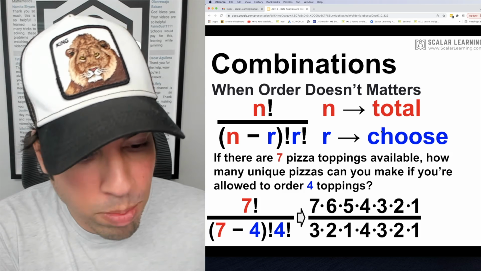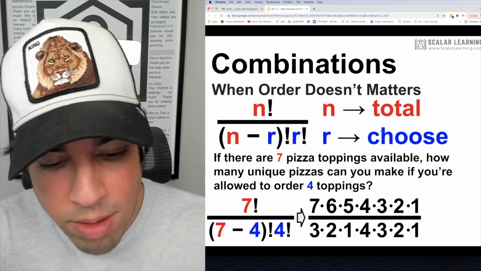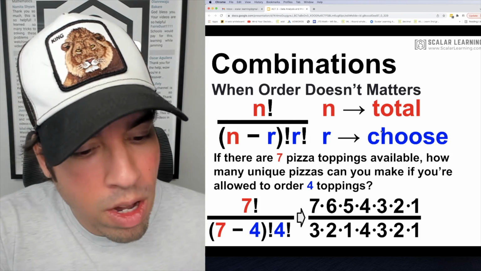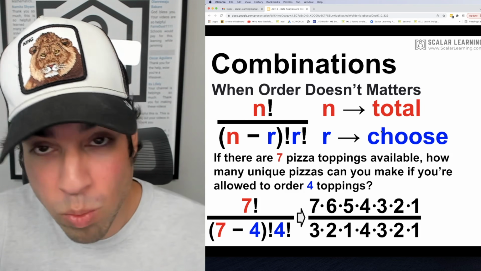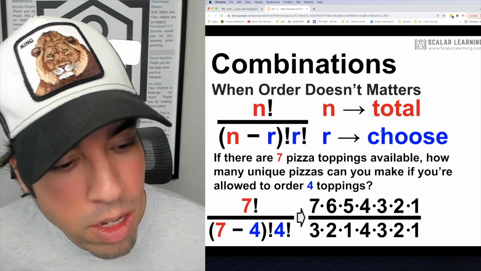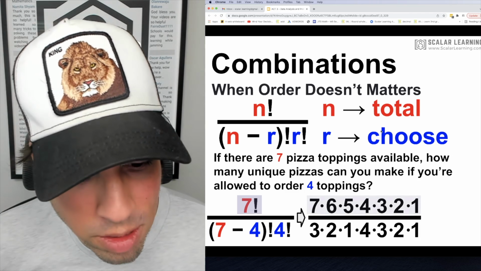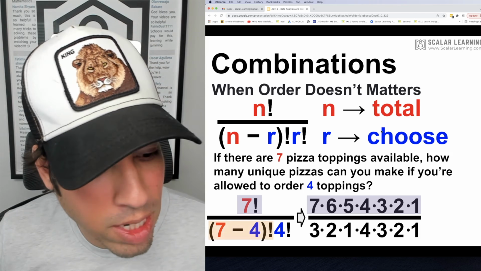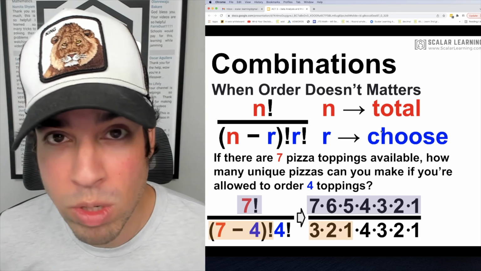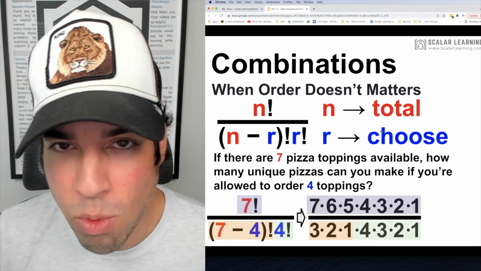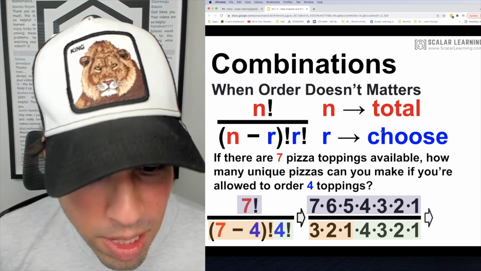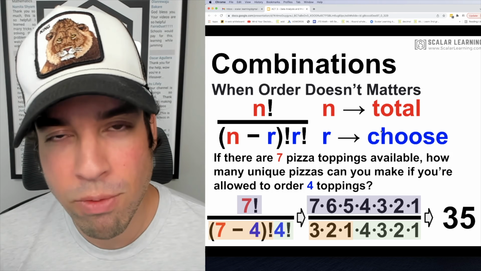On top, we got the multiplication countdown, 7 times 6 times 5 times 4 times 3 times 2 times 1. On the bottom, we've got 3 times 2 times 1 and 4 times 3 times 2 times 1. So just so you can see what goes where, you can see that 7 factorial corresponds to that top level. The 7 minus 4 factorial are those first 3 numbers right there. And last but not least, that 4 factorial corresponds with the 4, 3, 2, 1. When we multiply it out, we get 35 for the win.